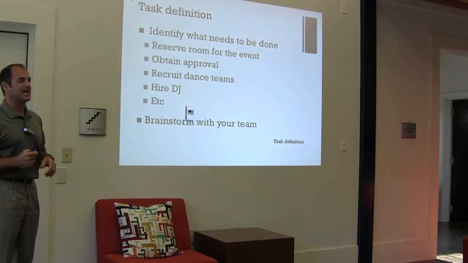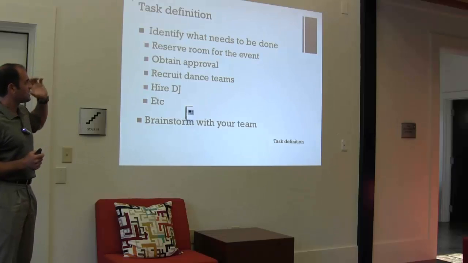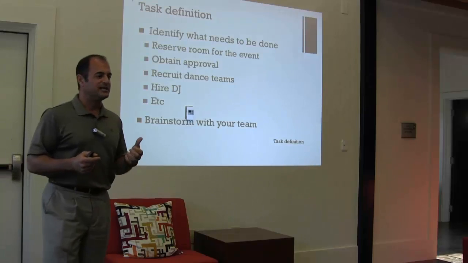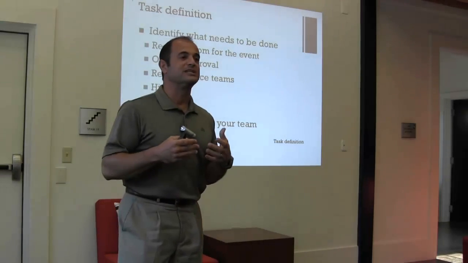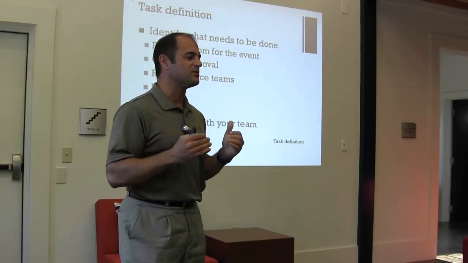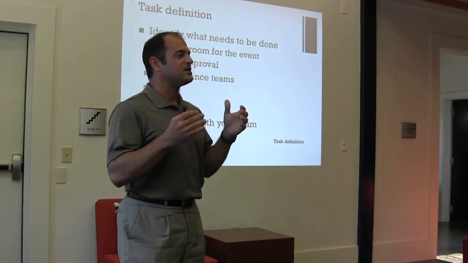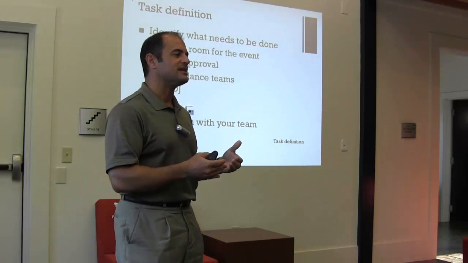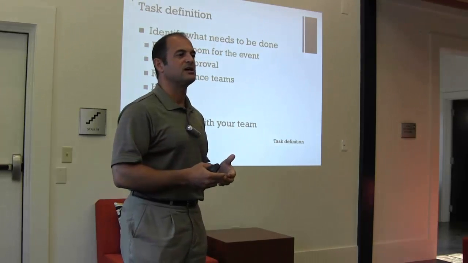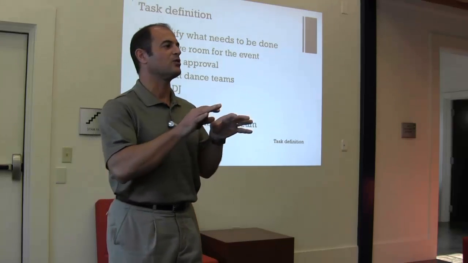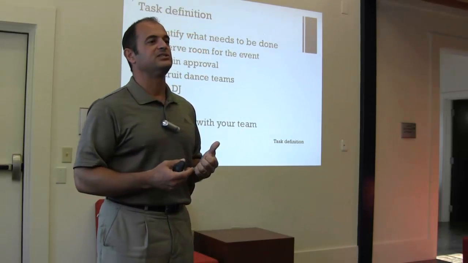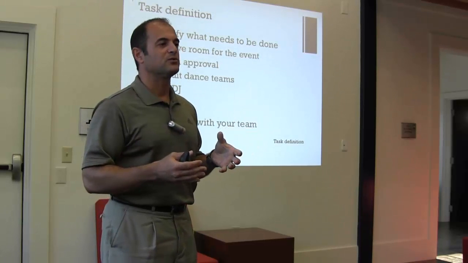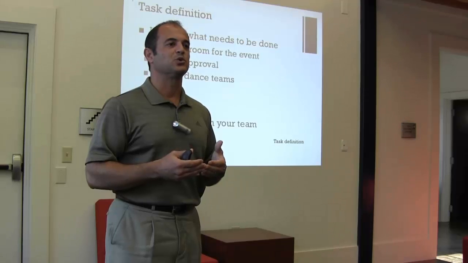If we're talking about the dance-a-thon, we need to do a couple of things. We need to reserve a room, obtain approval, we need to recruit a DJ, we need to hire a DJ, we need to recruit dance teams, and etc. We have all these things we've got to do. And we've also got to do it in a way that captures a number of different constituents. And in this case, I'm going to suggest brainstorming. And there's a number of brainstorming techniques, and we're not going to go through them in here. But there's one that's called idea generation. And through an idea generator, you get multiple people in a room with multiple ideas in a very, very short period of time.